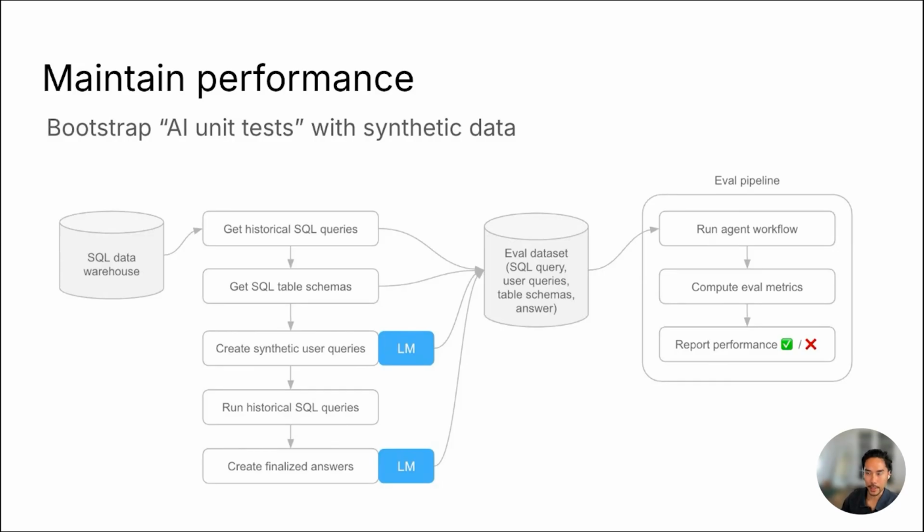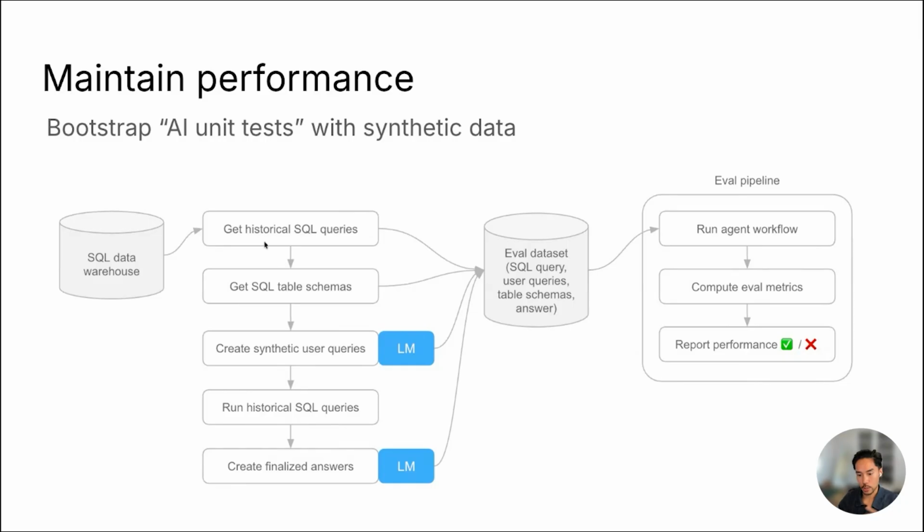So once you have a good handle on that, it's now time to bootstrap AI unit tests. What do I mean by this? Just like you have unit tests for your software, AI unit tests are unit tests for the AI system at various levels of granularity. It could be the system as a whole, it can be specific parts of the system. But as an example, for the SQL agent, you might have your SQL data warehouse, and you may have in the logs historical SQL queries that actual users have sent to your database as queries.